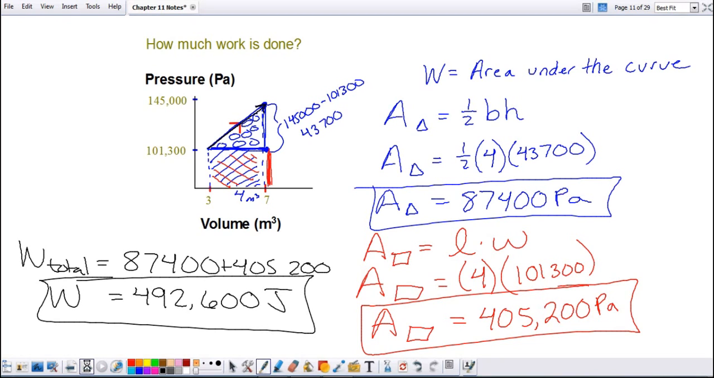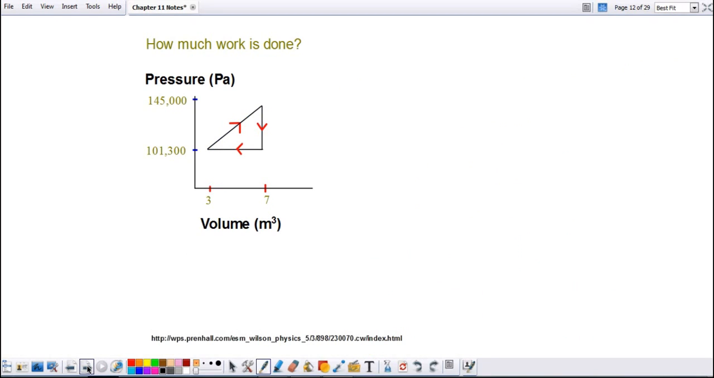Let's look at another one. Okay, similar. Same thing happens in the beginning. First, we're going to start here. Volume increases. Okay, then in the second portion, the volume stays constant. And in the third portion, the volume decreases. So we're going to have 3 portions here. Okay, I'm going to label the corners of this triangle A, B, and C.